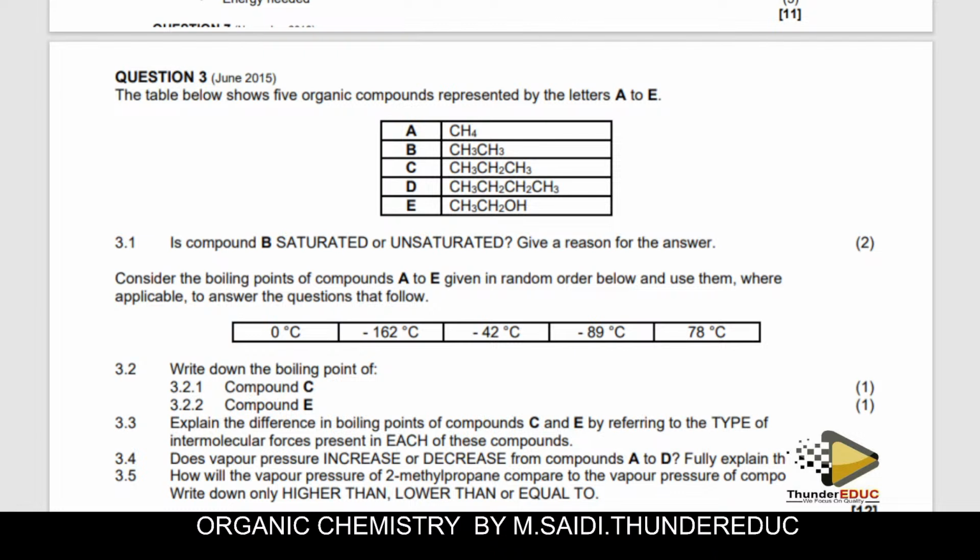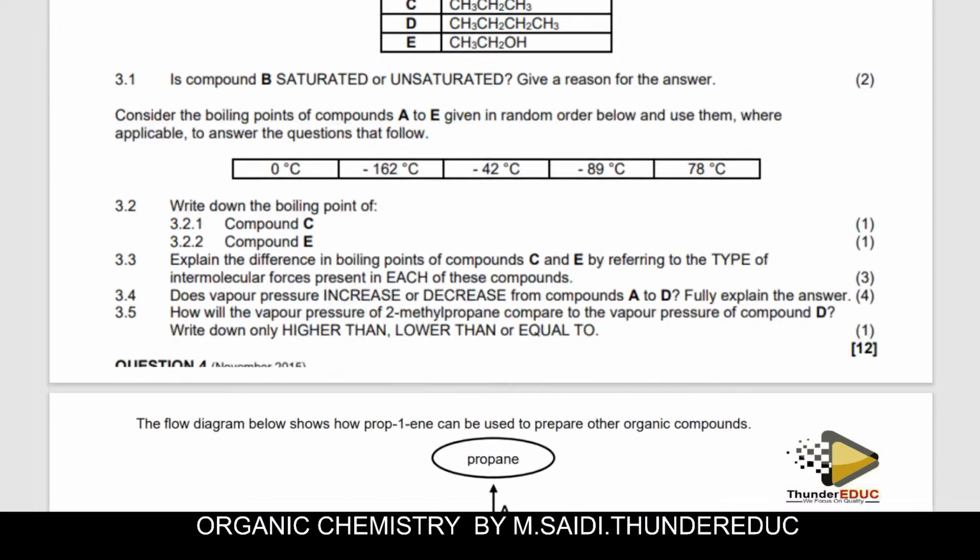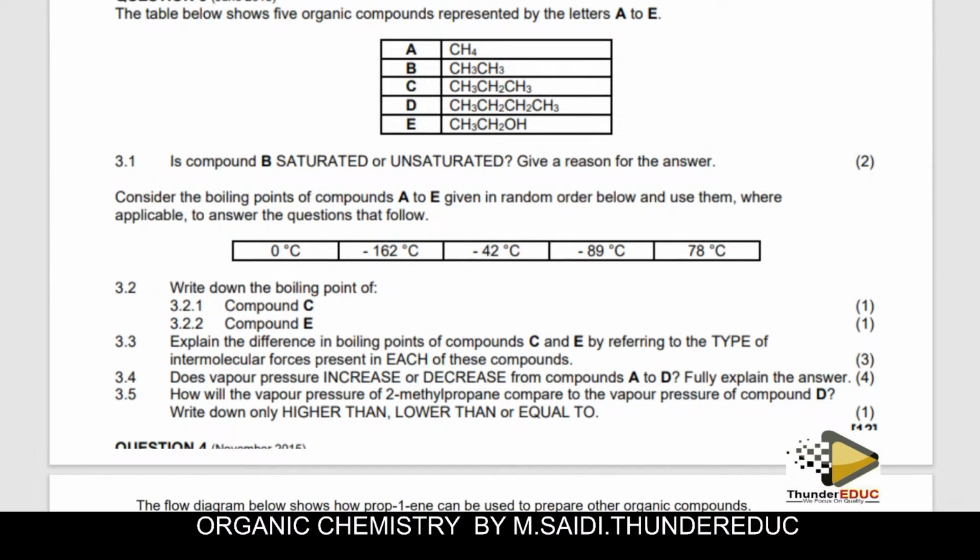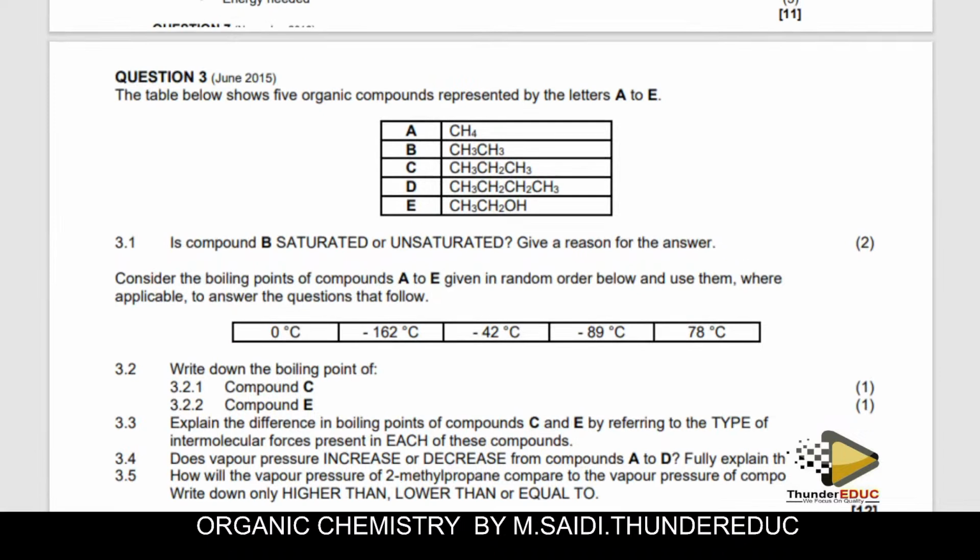Then they are saying that compound boils at, consider the boiling point of A to E, given in a random order, and then use it where applicable to answer the questions that follow. Okay, let's see. Write down the boiling point of C. Where is C? C is basically this, and this. All these three.